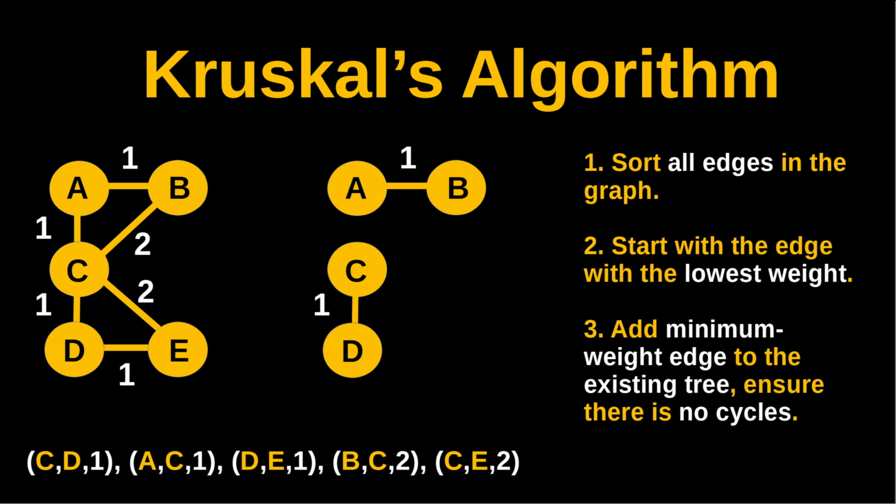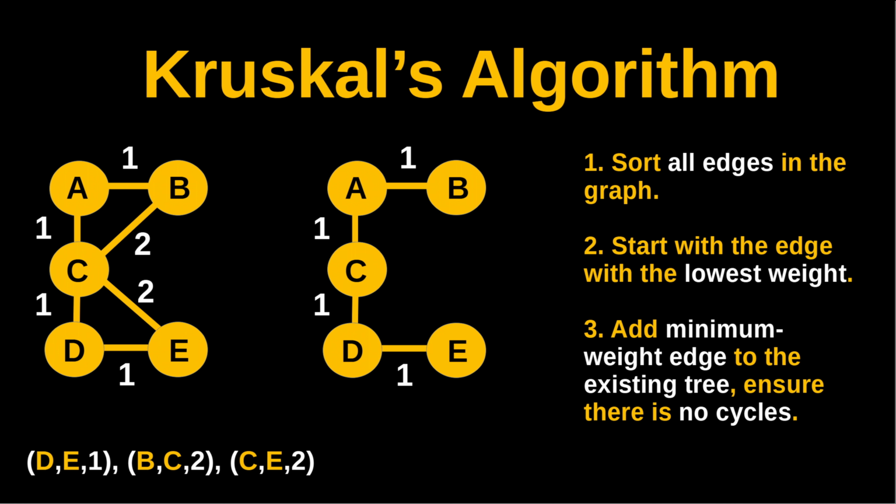Once we put that on the tree, there are still no cycles. So we are good. Next, we put another edge on the tree. So A and C also has a weight of 1. And again, we check and there are no cycles. And then we continue. We add another edge, D and E, which also has a weight of 1. And also there are no cycles after we add this edge to the tree. So with 5 vertices and 4 edges, we have constructed the minimum spanning tree using Kruskal's algorithm.